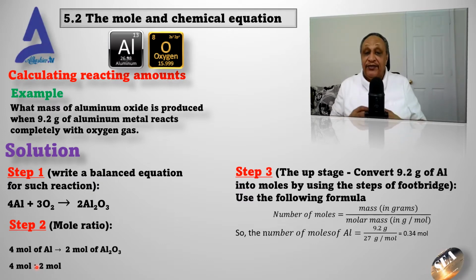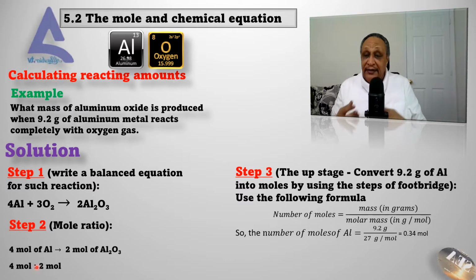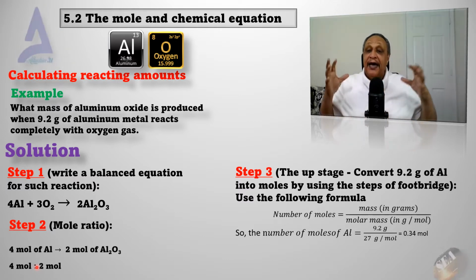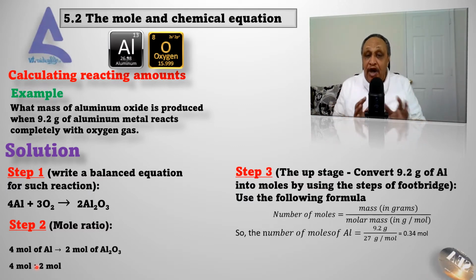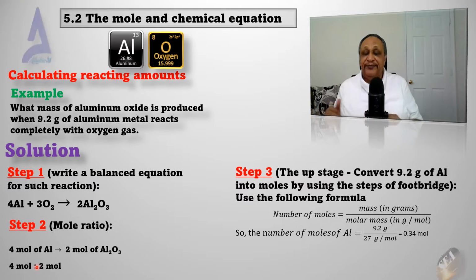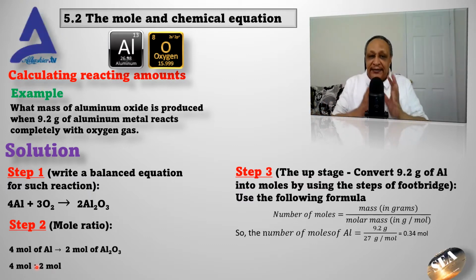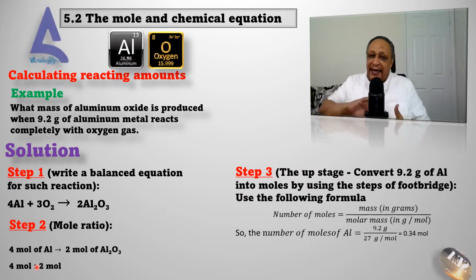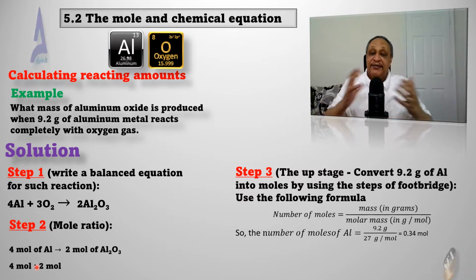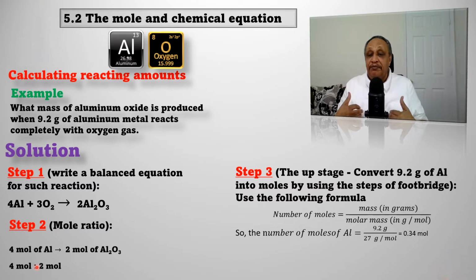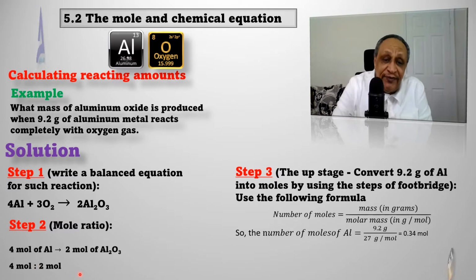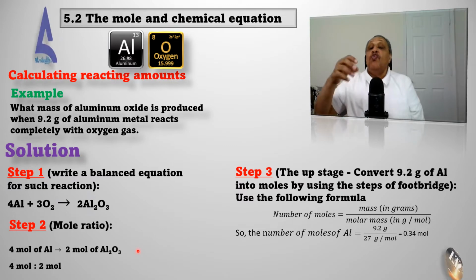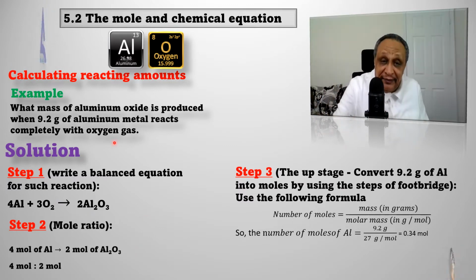When we say reacts completely with oxygen, that means oxygen is abundant. There should be no aluminum after this reaction. So I'm going to follow my steps, and I may squeeze something in and recall previous information in order to solve this problem. The first thing I'm going to do is write a balanced equation for this reaction. Why? Because it's not given here.